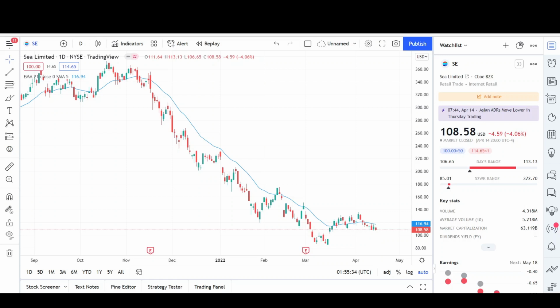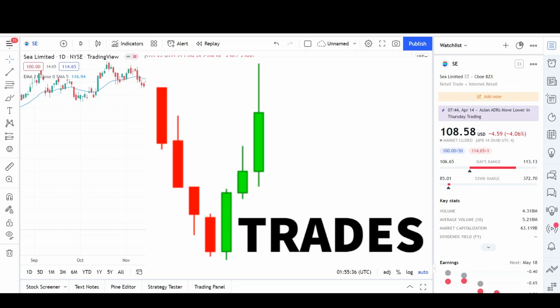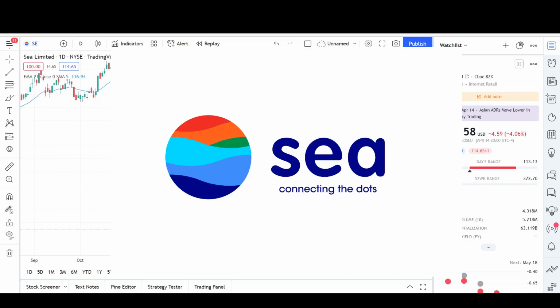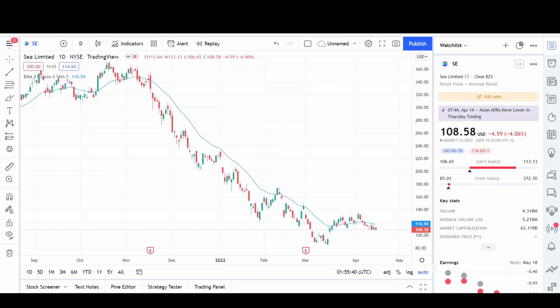What's up traders, this is Vee Trades and today I'll be doing a technical analysis breakdown for C Limited with the ticker symbol SE. If you want a chart analysis guaranteed to be done, please read the description below.